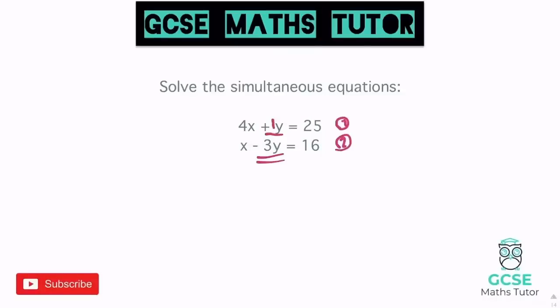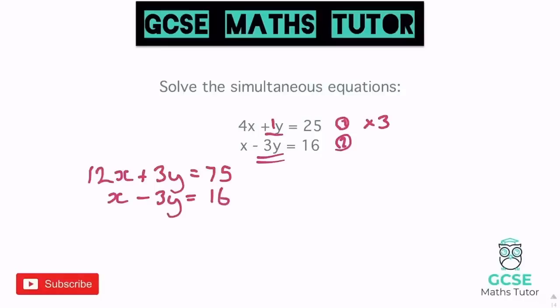Now in order to make those numbers the same, I'm going to have to times the top one by 3, and that would make it a 3y. I don't have to times the bottom one by anything, but I might have to change them both in some of these questions. So let's have a look. If we multiply this top equation by 3, what does it become? So 4x would become 12x, the 1y becomes the 3y, and the number at the end will become 75. And that's my top equation. Now I'm going to rewrite the other one below it, which was 1x minus 3y equals 16.